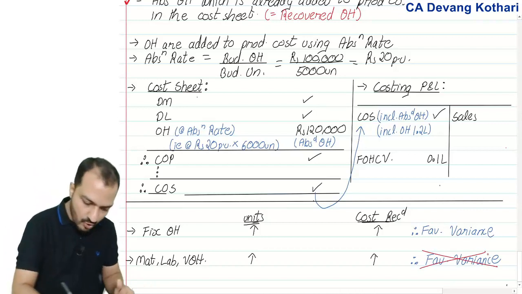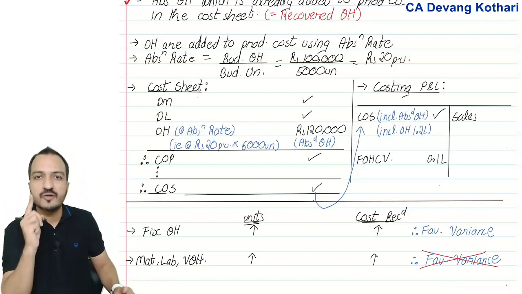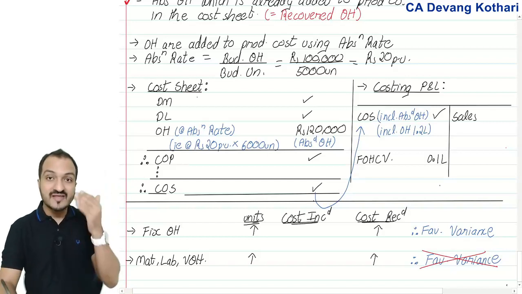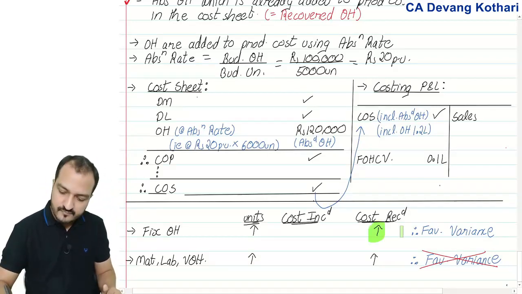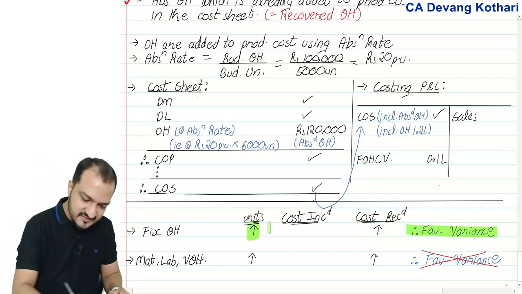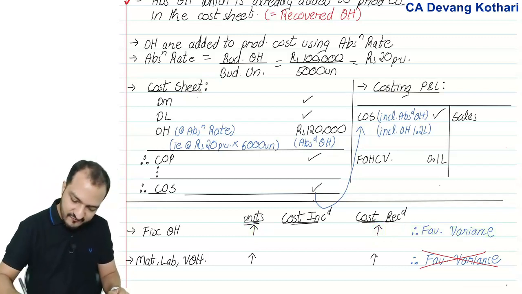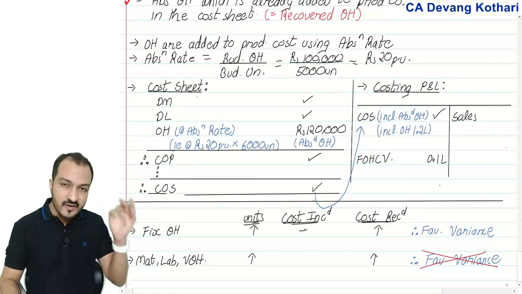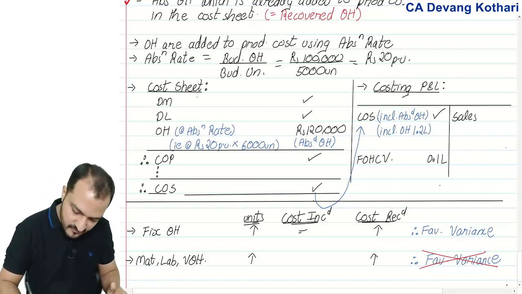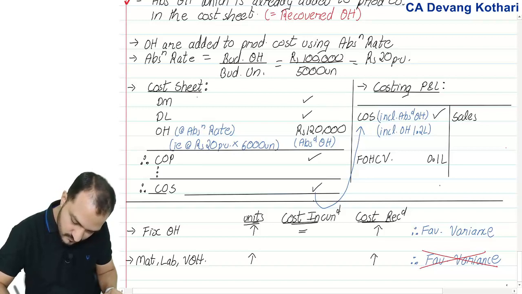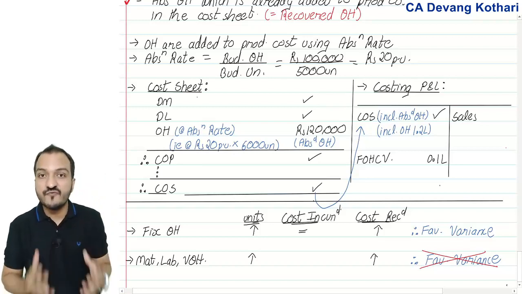Why? Well, simply because here we are forgetting one more aspect of comparison. We are forgetting the cost incurred. In the case of fixed overheads, the extra recovery is a favorable benefit because with the increase in units, do you have an increase in cost? No. With the increase in units, the cost incurred does not increase because it is a fixed cost.